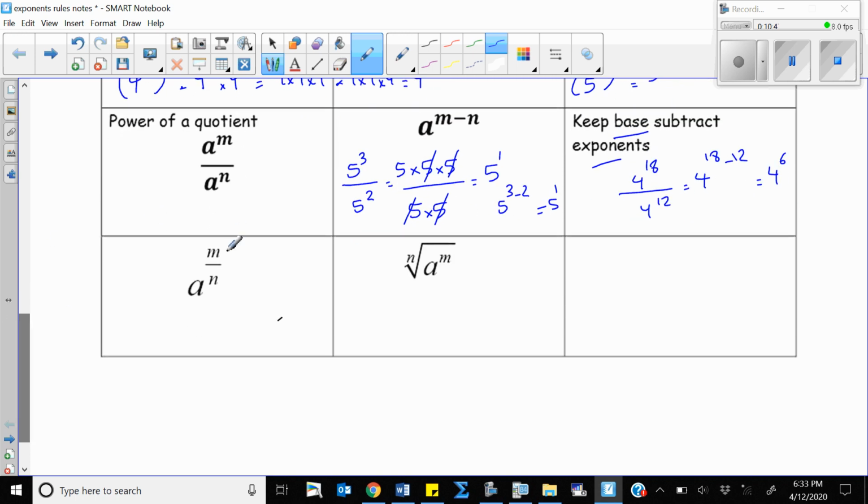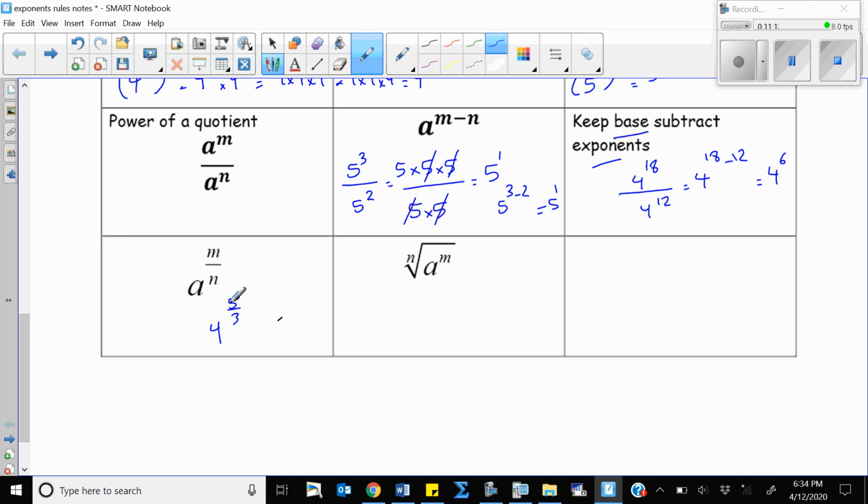The last rule that we're going to learn is the power of a fraction. That means if we have a power which is in fraction form, for example, 4 to the power of 5 over 3.